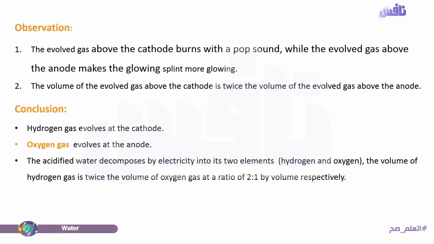So if I electrolyze water, it decomposes into two elements, hydrogen on its own and oxygen. The volume of hydrogen gas is twice the volume of oxygen gas, as a ratio of 2 to 1 by volume respectively. Like in the chemical equation: 2H2O gives 2H2 evolved plus O2 evolved.